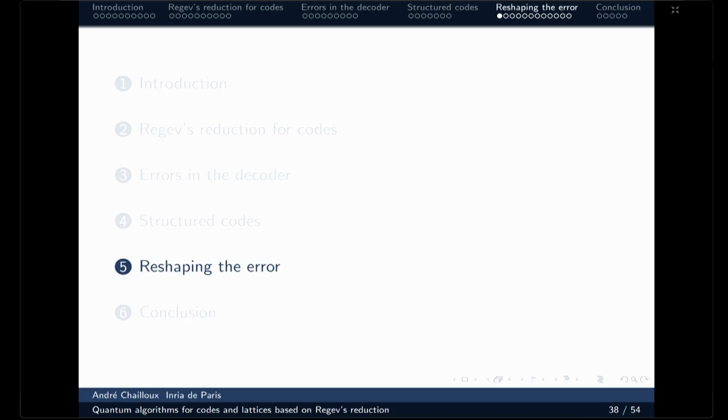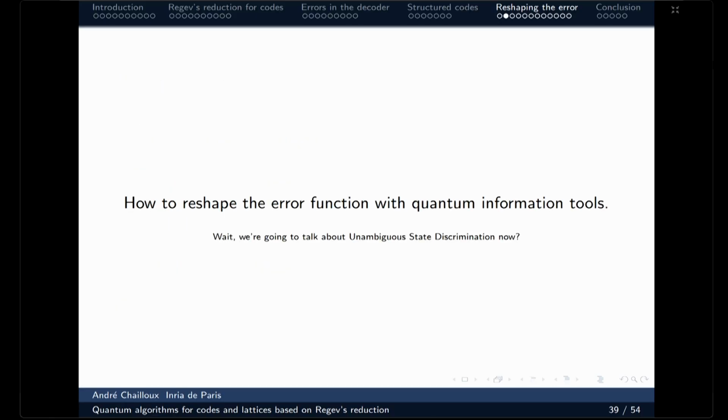Now, in the time that is left, I want to talk about the second important key idea related to this family of algorithms, which is reshaping the error, and how to reshape the error with quantum information tools. And in a somewhat maybe surprising way from what we heard until now, I'm going to talk about ambiguous state discrimination. Right? And so what does it have to do with everything that I've talked about until now?